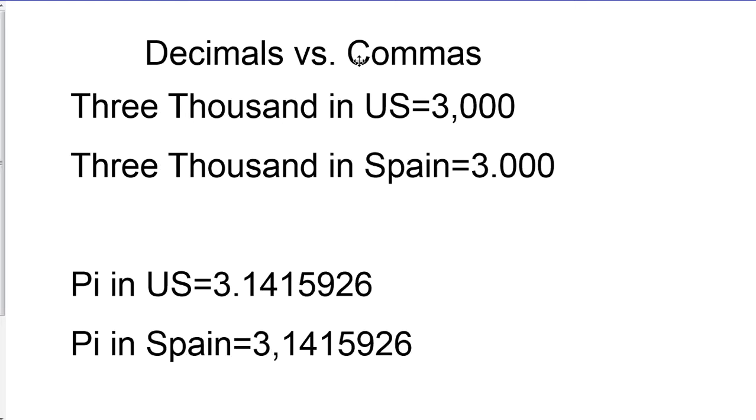Also, decimals versus commas. So here, we're going to use a comma when we have big numbers. Like, for example, 3,000 would be a 3 and then a comma followed by 3 zeros. But in Spain, they would write that 3 decimal point 000. Both these numbers mean 3,000 in their respective countries. Pi, for example, here we would go 3.1415926. Whereas in Spain, they don't use the decimal point. It's switched. They use the comma. So I suppose in Spain they say 3,1415926. But notice they switch out this comma for our decimal point.